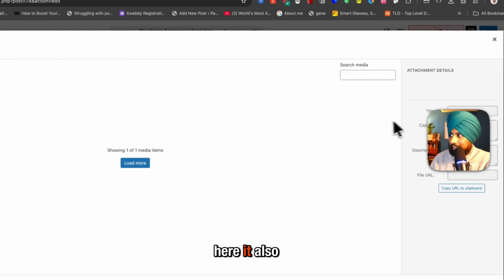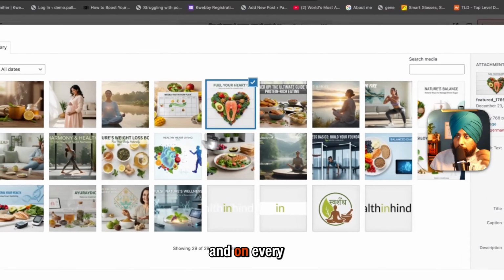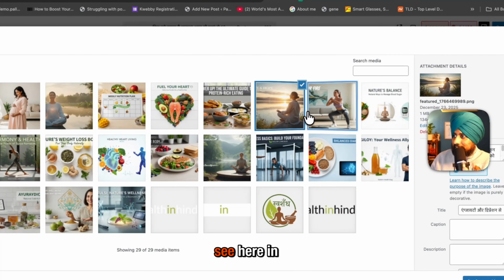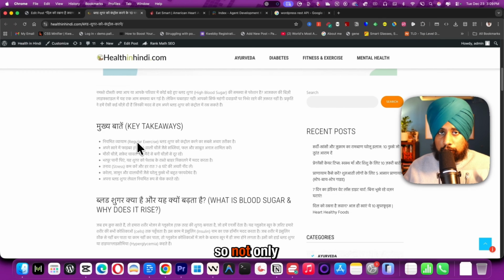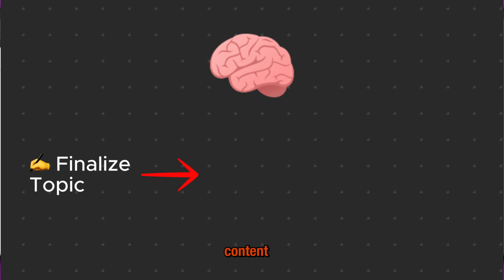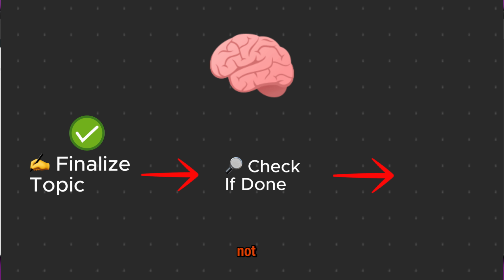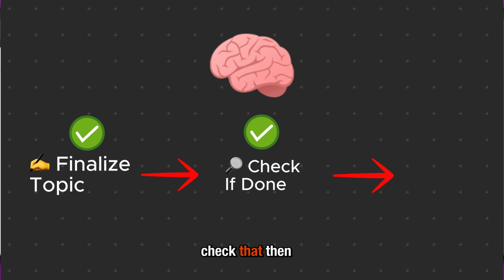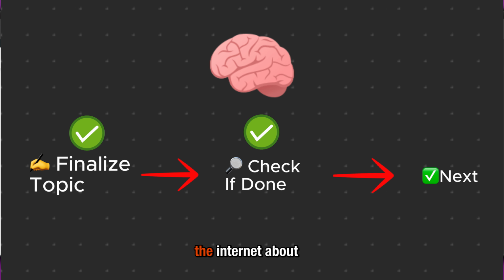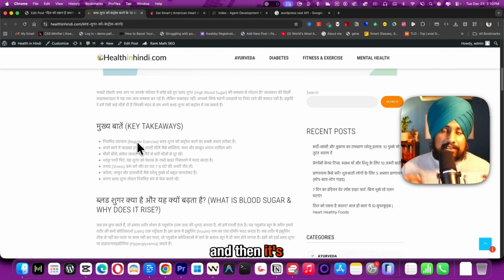If you see here, it also added the alt text, which is very descriptive, on every image it uploaded, as you can see here in the media library. Not only that, it has a memory system that checks whether a topic it finalizes has been done before or not. So it goes through it, checks that, then finalizes, then researches on the internet about that specific topic, and then it starts building that according to my tone and the format.